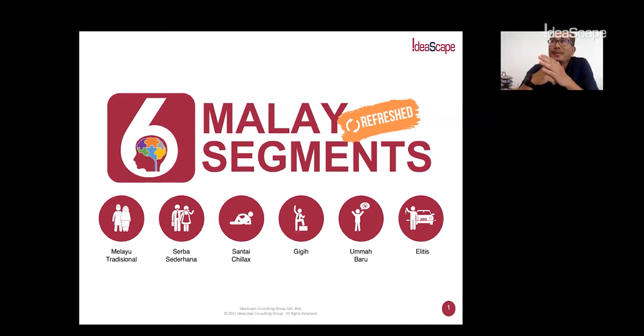We're honored and delighted to bring to you the refreshed Six Malay consumer segmentation model. The segmentation work was first published in Brand Fest in 2014, and since then, the Malays in the country have undergone some social, economic, and political changes, which resulted in changes in the dynamics of this segment.